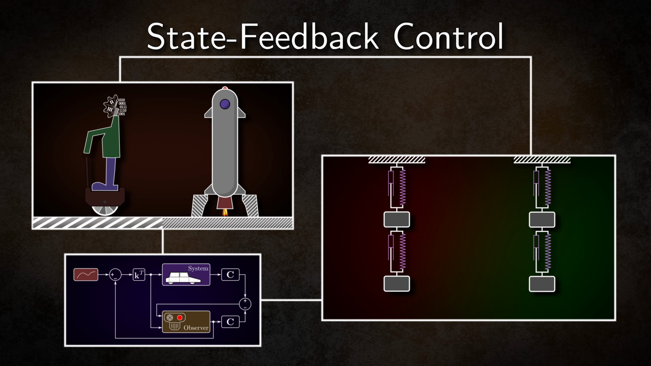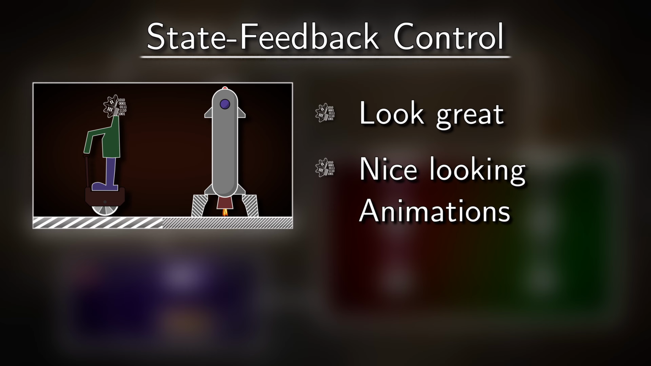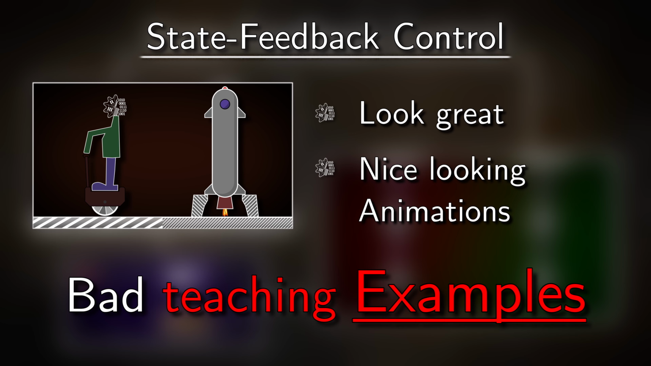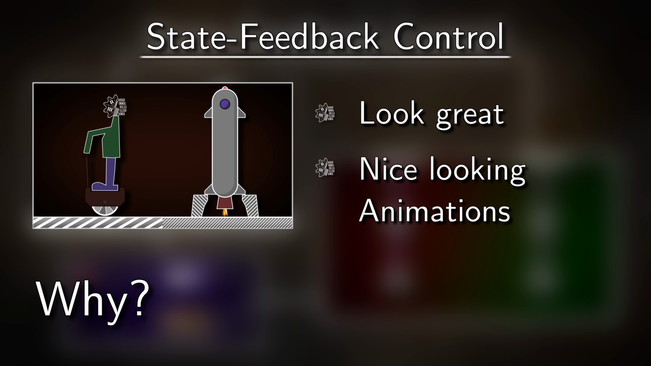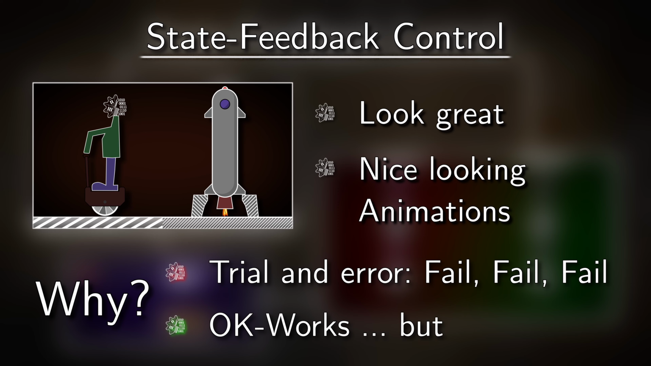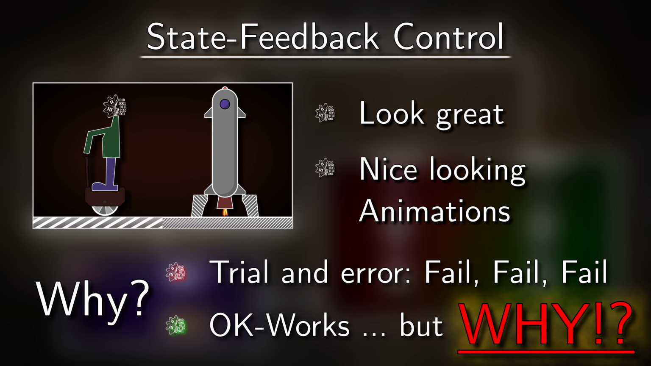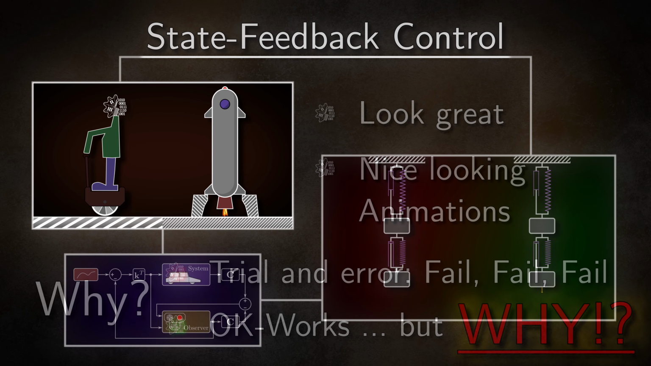State feedback is often introduced using very flashy examples. Rockets, Segways, the inverted pendulum. They look great and make for nice looking animations like the ones you've just seen, but they don't always make for the best teaching examples. Here's why. Very often, applying a controller to these systems turns into trial and error. Not working, still not. Okay, now it works. In the end, you are left with a controller that stabilizes the system, but without a clear understanding of why it works, or how to apply the same idea to a different problem.